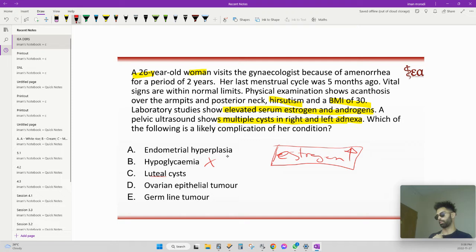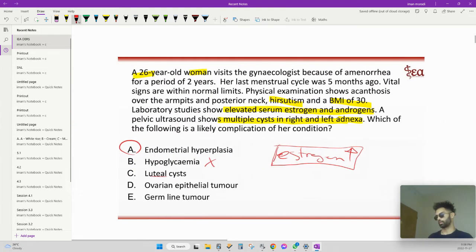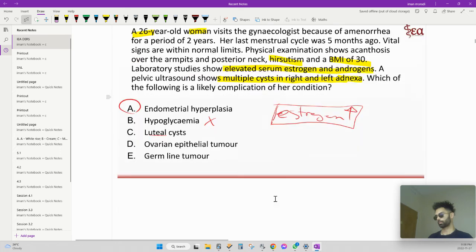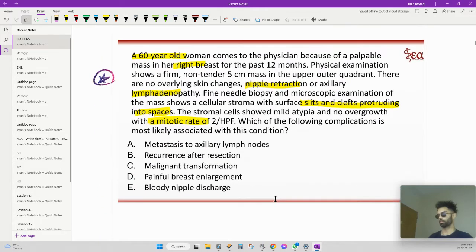Ovarian epithelial tumor. High estrogen isn't really a risk factor of ovarian epithelial tumor, at least not that I can think of. High estrogen, really, what it makes me think of is endometrial hyperplasia and germline tumors. A is our answer, yeah. So this one I got wrong too.